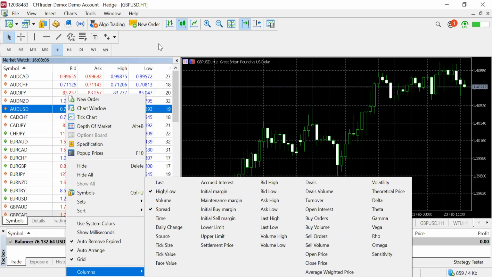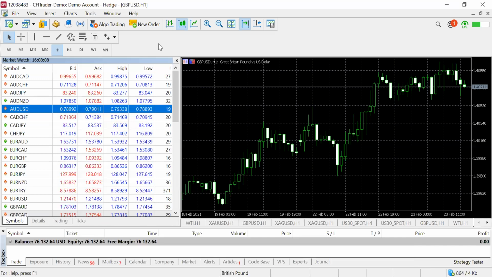But this is pretty much the way I like it. In my point of view, it is pretty useful. You've got the bid and ask prices. Obviously, you also have the high and low, which give an indication of how that particular product is going, and also the spread, right? So I can see it here and make my trading decisions based on that.